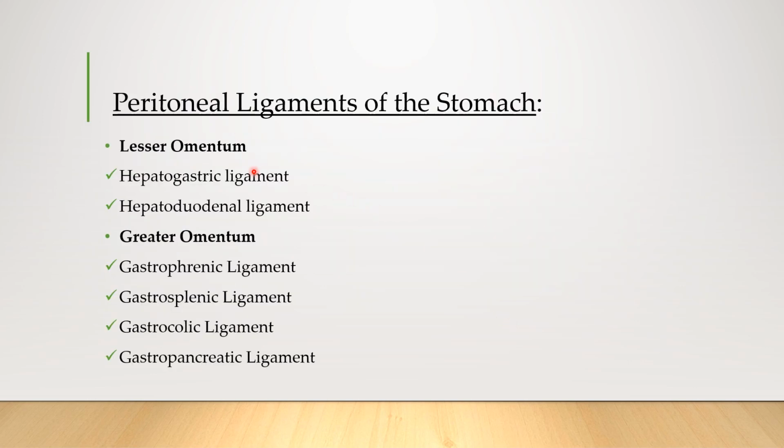So moving forwards towards the peritoneal ligaments, which are associated with the stomach. You must have studied in your previous lectures about the folds of the peritoneum that were associated with the lesser curvature and the greater curvature of the stomach as the lesser omentum and the greater omentum respectively. You have studied these two structures in detail, and you have studied the divisions of the lesser omentum as well and the contents of these ligaments as well.